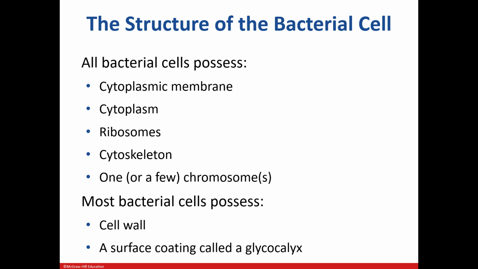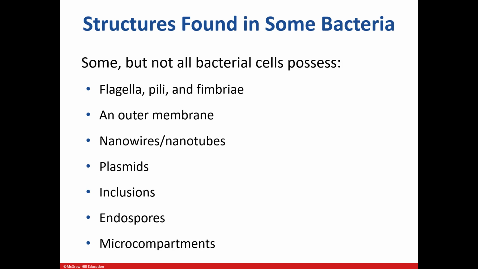We will start off by discussing structures seen in bacteria. Not all bacteria are the same, but they'll all have things like a cell membrane, cytoplasm, ribosomes for protein synthesis, a cytoskeleton for support, and chromosomes. Not all, but most bacteria contain a cell wall, along with the glycocalyx, which is a carbohydrate-rich substance. Some additional structures that we will also discuss are not found in every bacterium. We will discuss each of these in just a bit.